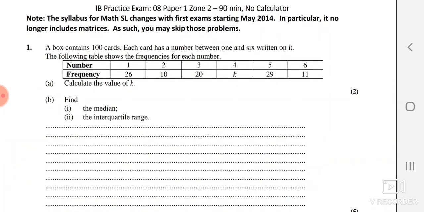A box contains 100 cards. Each card has a number between 1 and 6 written on it, and the frequencies are given there. In the first part of this question, he said find the value of k. Just don't worry, as he told you there are total 100 cards, so just add all the corresponding frequencies of these numbers from 1 to 6 and put it equal to 100, and you will have the value of k.